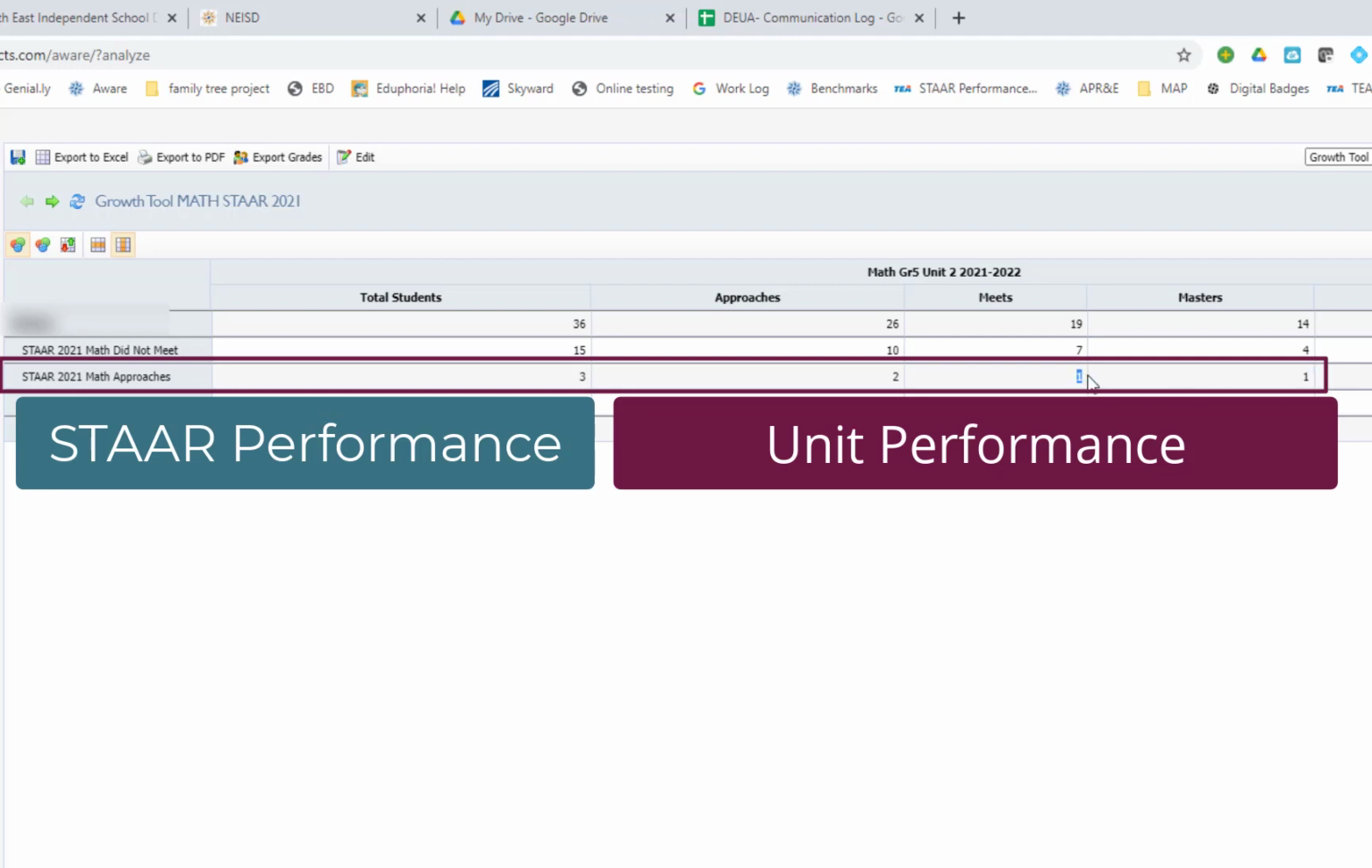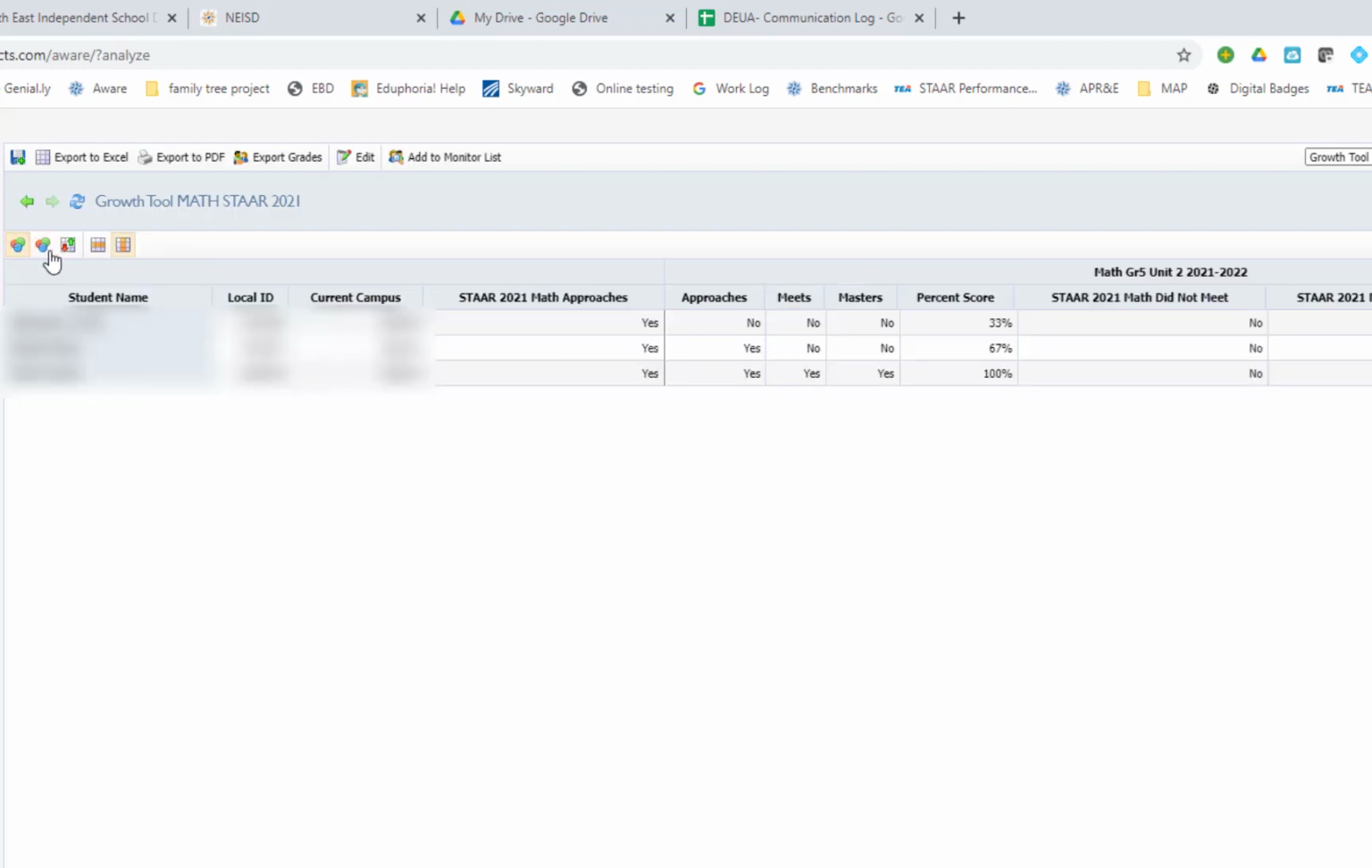Now we know that there's not one student in meets, because this is meets or masters, and that student is here in masters. 2 students are at approaches, meets, or masters. Well, I know one of them's in masters, so that means one of them is in approaches, and that's good. He or she was at approaches before, and now they're still at approaches. But I know that since 2 were in approaches or above and there were 3 students, that means that one of those students fell back and did not meet for this assessment. And so I want to double click on this list again and find out who that student is.